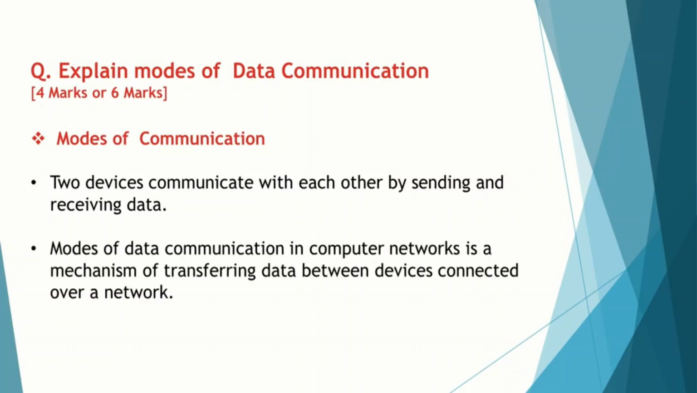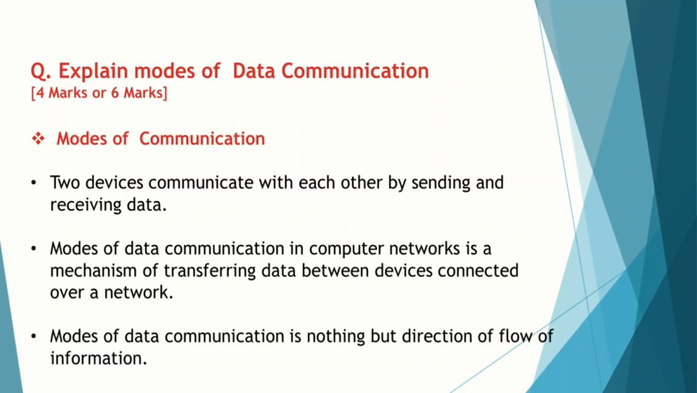The modes of data communication in computer network is a mechanism of transferring data between devices which is connected over the network. Actually, the modes of communication is nothing but the direction of flow of the information. In simple words, we can say that the modes of communication tells us how the data is going to flow in the network. So this is the concept of modes of communication.